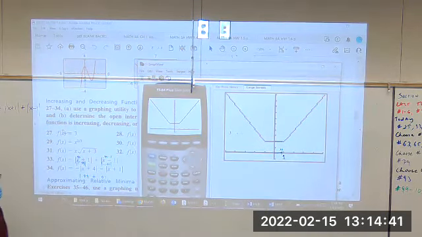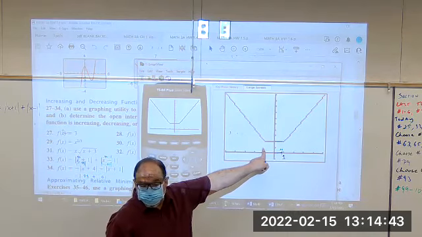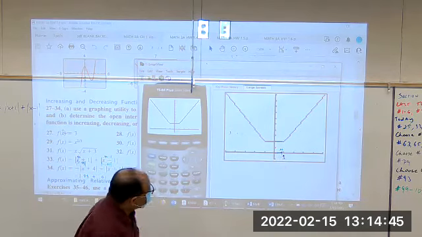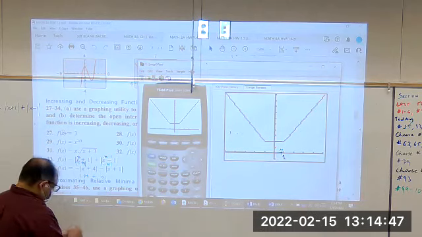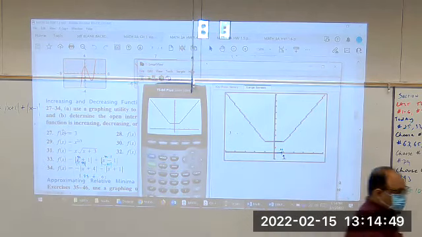Same thing happens over here on the left-hand side. Okay. The questions that you're supposed to answer once you have the graph.